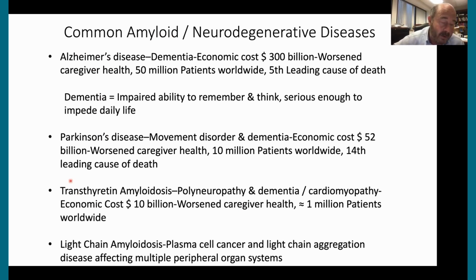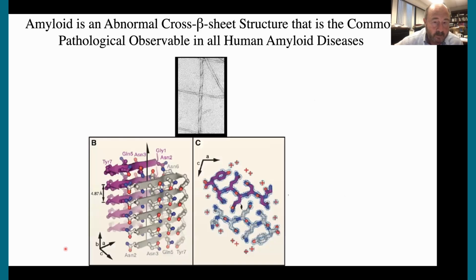And then, historically, it was thought that transthyretin and light chain amyloidosis were systemic amyloid diseases in the sense that they largely affected the periphery. But now we know for sure that transthyretin amyloidosis evolves with time to be a central nervous system disease. It still seems that light chain amyloidosis mostly affects the peripheral organs.